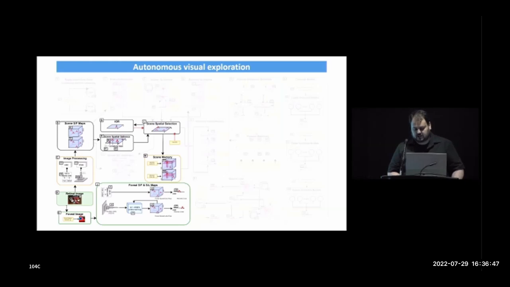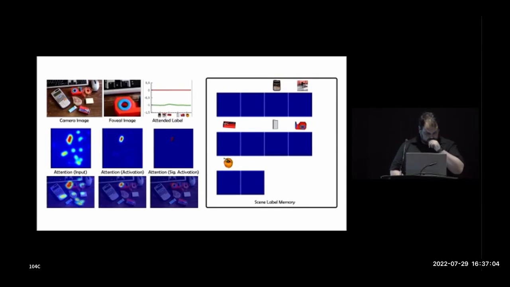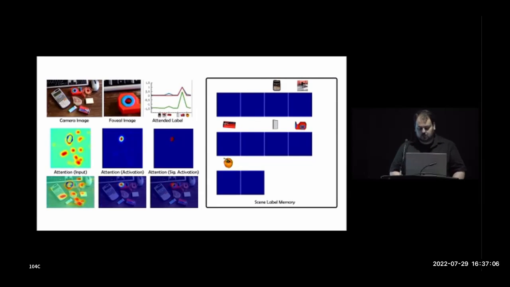Autonomously visual exploration of the scene and simultaneously building a scene memory of attended objects. This is a running simulation of the architecture, and I'm going to highlight selected critical moments in time. So a salient location is attentionally selected and the object category is detected. And the category of the recognized object is committed to scene memory.